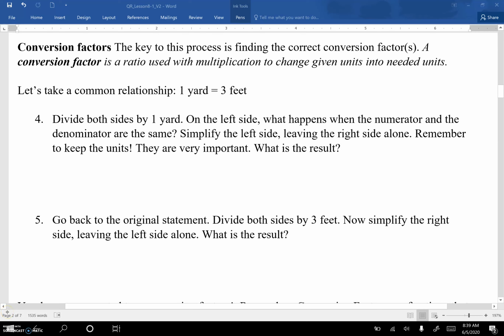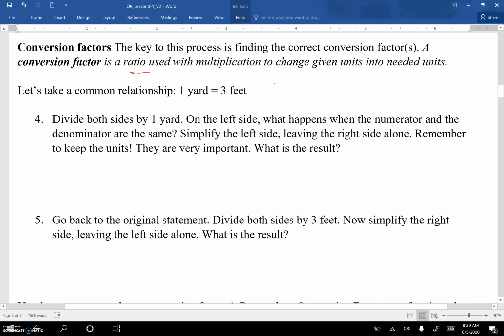We are continuing our lesson 8.1, dimensional analysis. We're now on to step 3, find the conversion factors. And so it's really important: what is a conversion factor? A conversion factor is a ratio or a fraction used with multiplication to change given units into needed units.